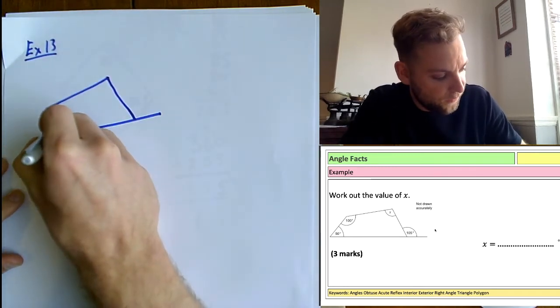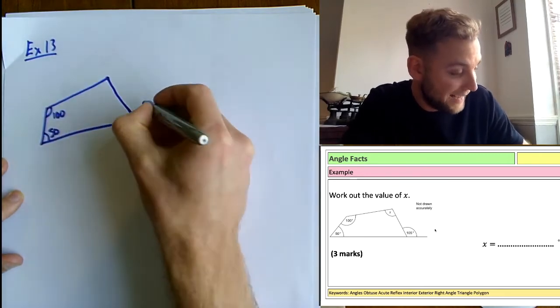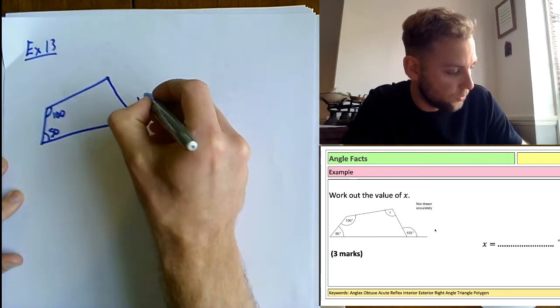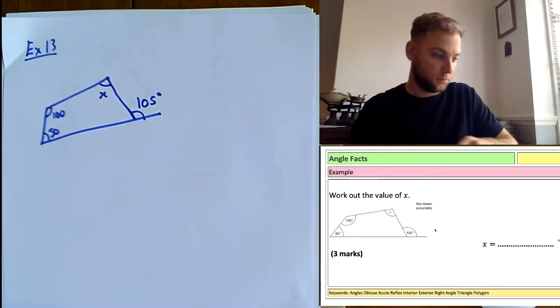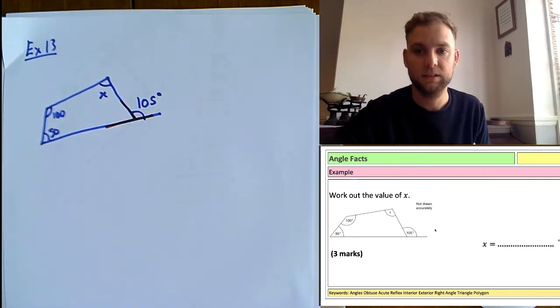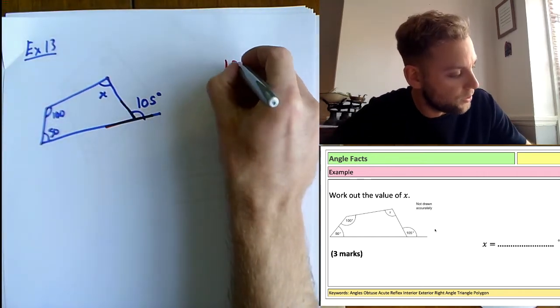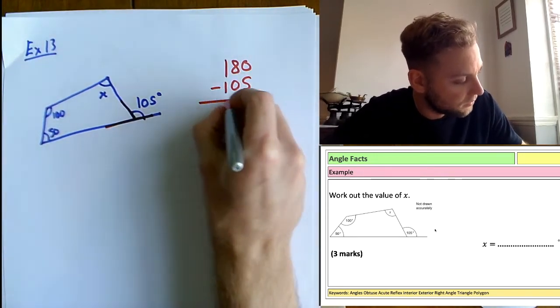So we've got 50 over here, we've got 100 here, and we've got this exterior angle which is equal to 105, and I'm trying to find x which is up here. So interior and exterior angles I know sum to 180. So I know that 180 take away 105 is going to be this interior angle here.